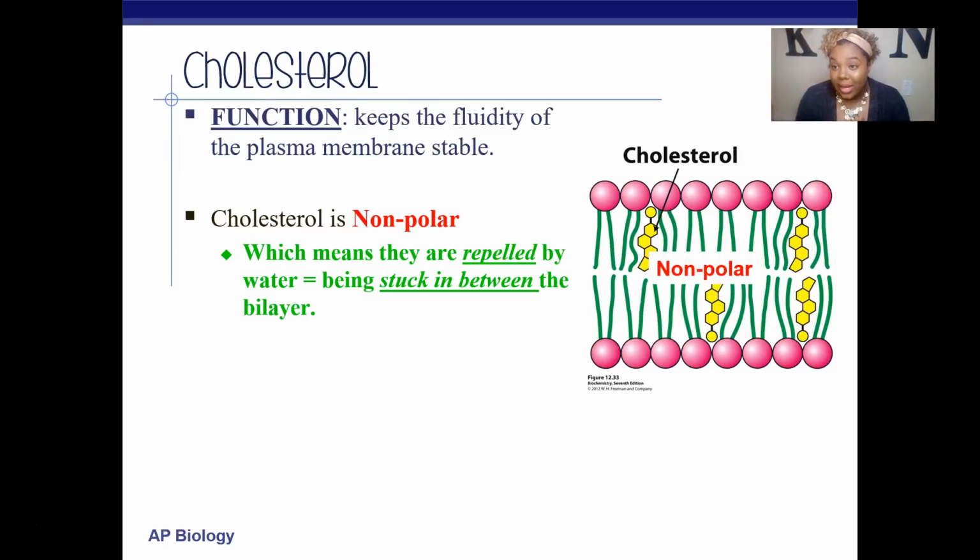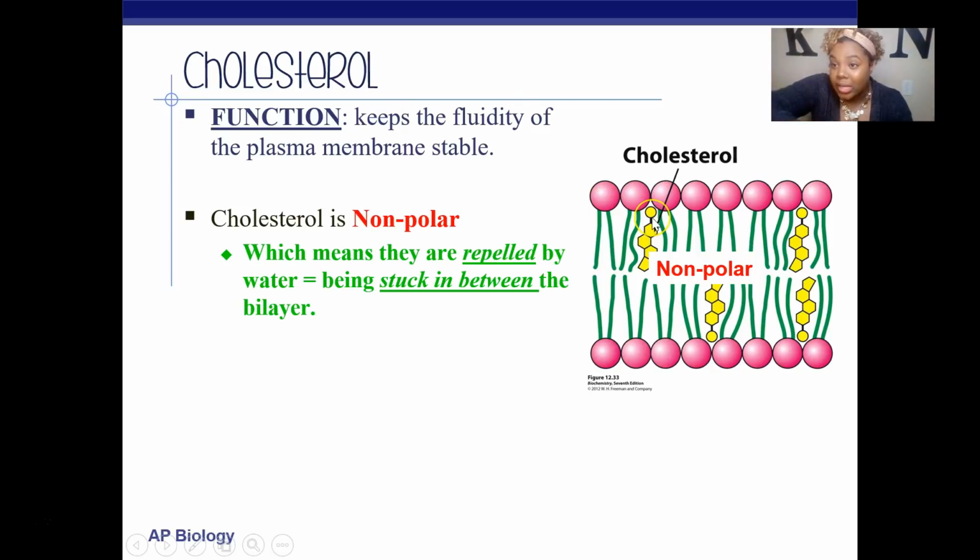All right, so the last part we're going to talk about is cholesterol. The purpose of cholesterol is to keep the fluidity or the stability of the plasma membrane. Because remember, it's a fluid mosaic model, so it's actually moving. And because it's fluid, we don't want it to be stiff, you know what I'm saying? We want it to actually be fluid. So that's what cholesterol does. It doesn't let it be too wavy or too stiff. It helps it to be just right.